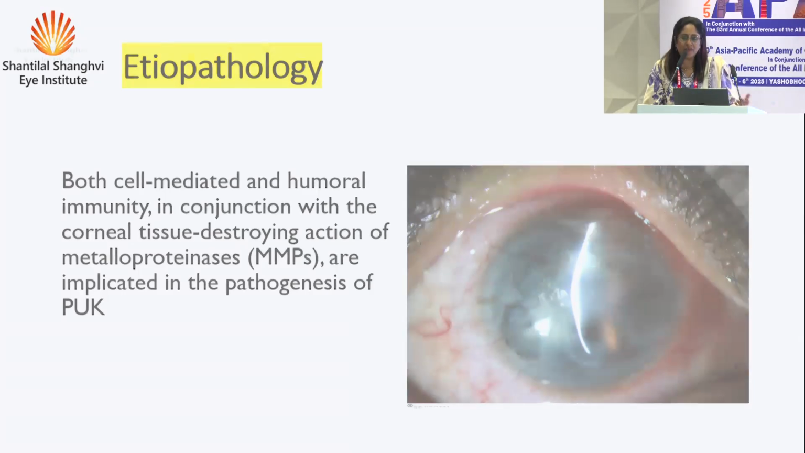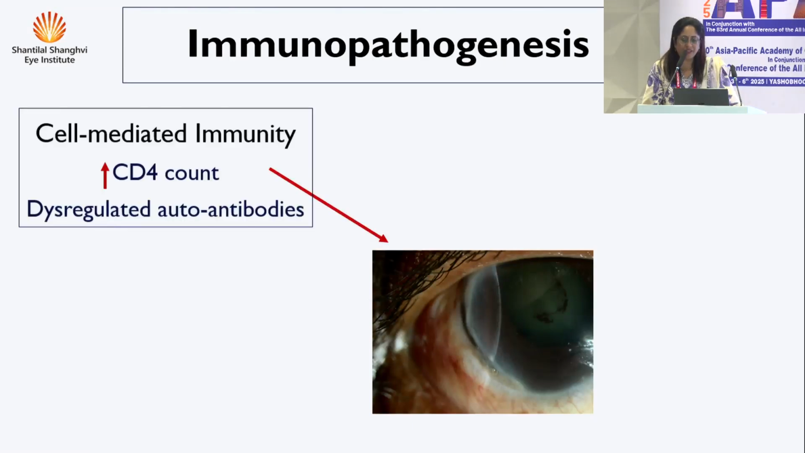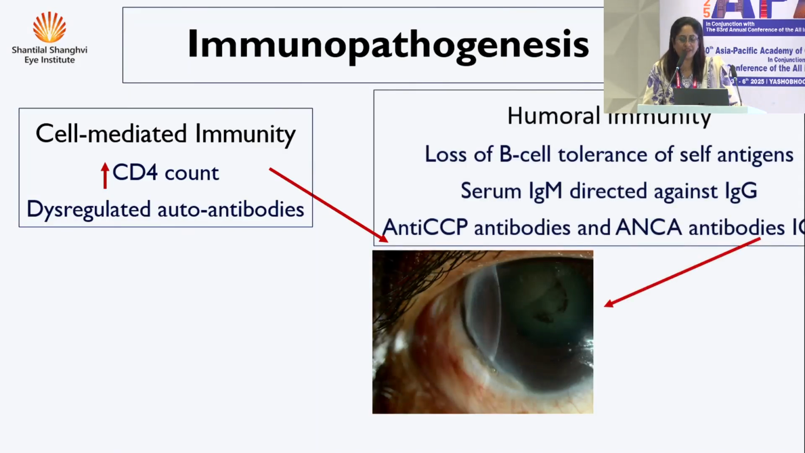So all the immune systems are wired up and they start causing the inflammation. How does this happen? We have cell-mediated immunity, which upregulates the CD4 cells, and they are also dysregulating the autoantibodies. They activate the autoantibodies with the humoral immunity, which signals there's loss of B cell tolerance to our own antigens. So the B cells think that this is a foreign antigen. The serum IgM start getting directed towards the natural IgGs.